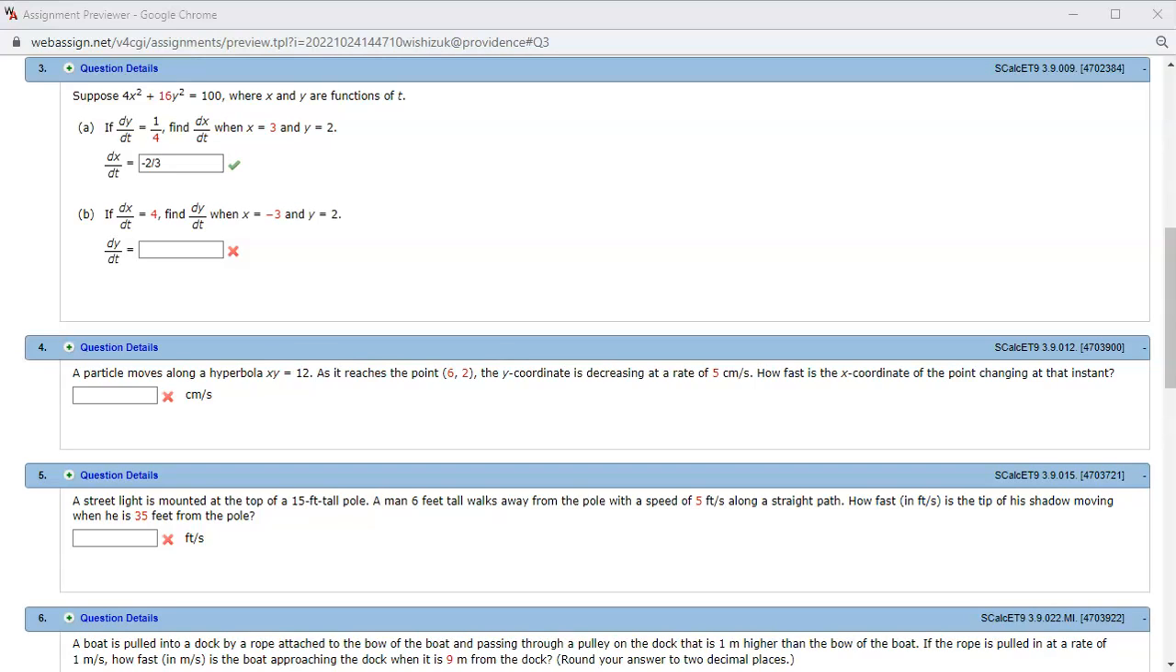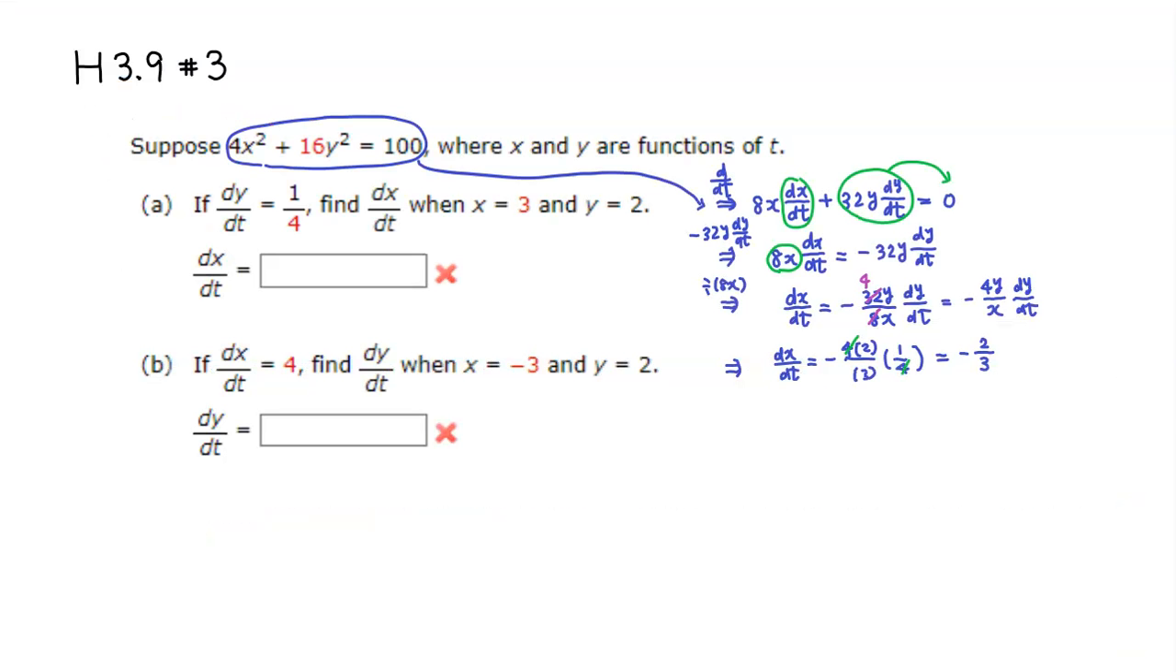I came back and it looks like we got part A correct. Let's do part B. It's the same equation. This time dx over dt is given, and we want to find dy over dt. So I'm going to steal some of the equation here. I'll start with this equation here. For A, I solved for dx over dt. For part B, I'm going to solve for dy over dt.